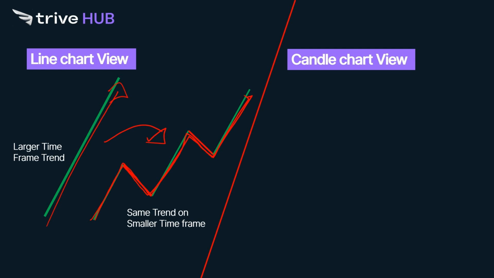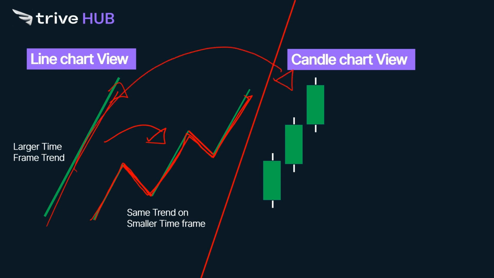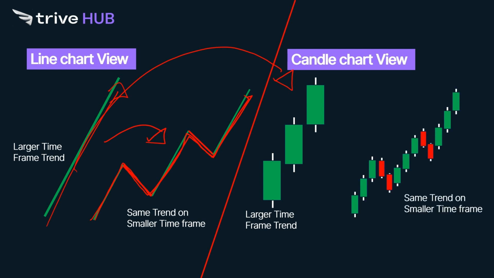So this uptrend is going on in a wave-like structure. Then the same price movement on the candle chart view. It will be like this. This one single line will look like 3 candles in a row on the candlestick chart. But if you look at the same trend on the lower time frame, it will look like this zigzag structure. So 3 candles up and 2 candles for the pullback, and this continues for each leg.